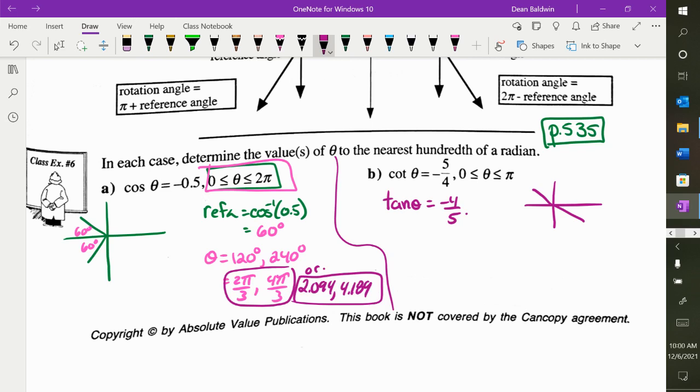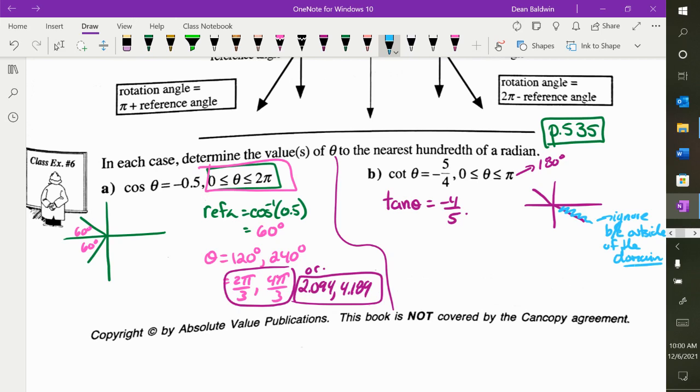What's my domain restriction? 180. Remember, pi is 180 degrees. So this one, you ignore, because it's outside of the domain. All right? So you have to look at the domain restrictions.